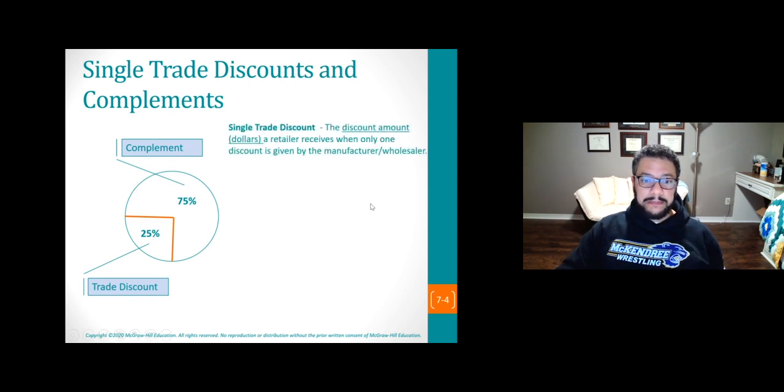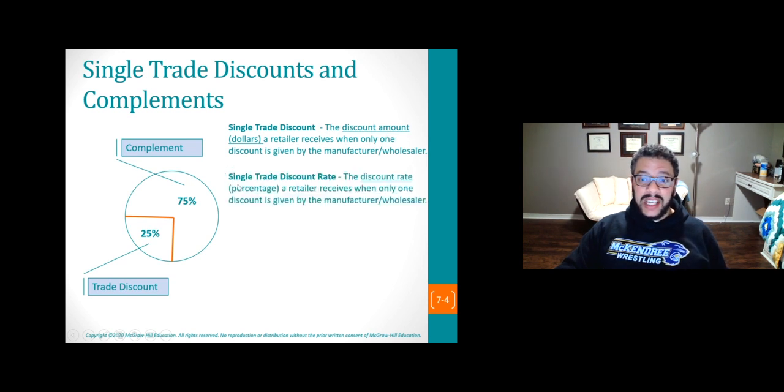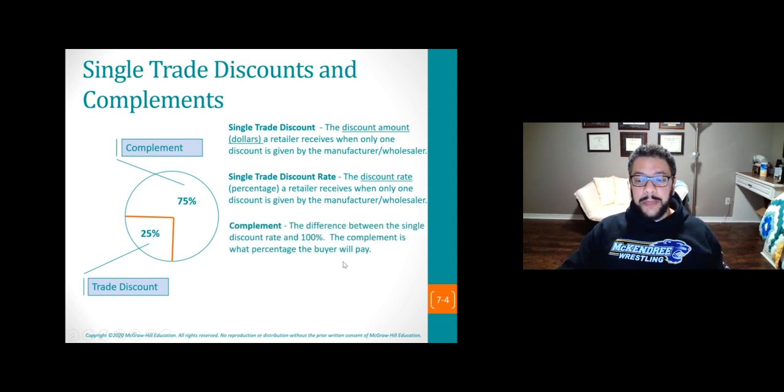discount amount is. Okay, so the single trade discount, the discount amount in dollars a retailer receives when only one discount is given by the manufacturer wholesaler. So this is the discount amount. It's the amount that we're not going to pay. All right, now the single trade discount rate is the rate, the percentage rate that we're not going to pay, right? So it's not the amount, it's the rate. And we're going to use that when we're doing our calculations. Okay, the complement is the difference between the single discount rate and 100%. That's the complement rate. And like I said, that's going to come into play.